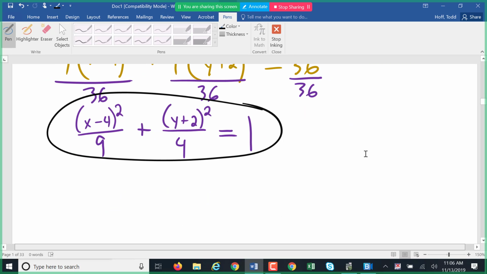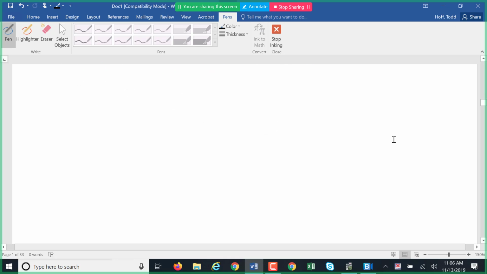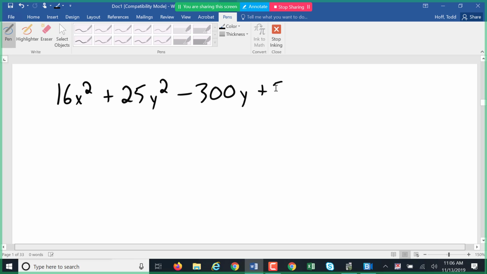Well, that was a long process. Let's do another one. So 16x squared plus 25y squared minus 300y plus 500 equals 0.